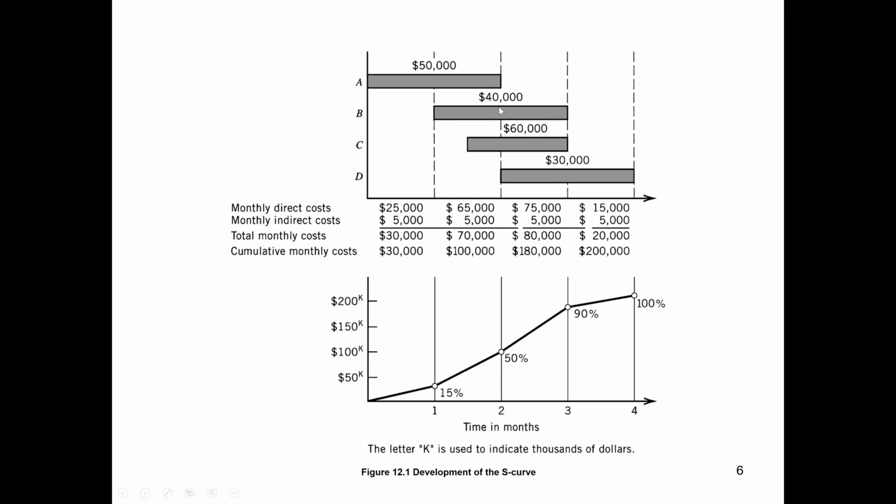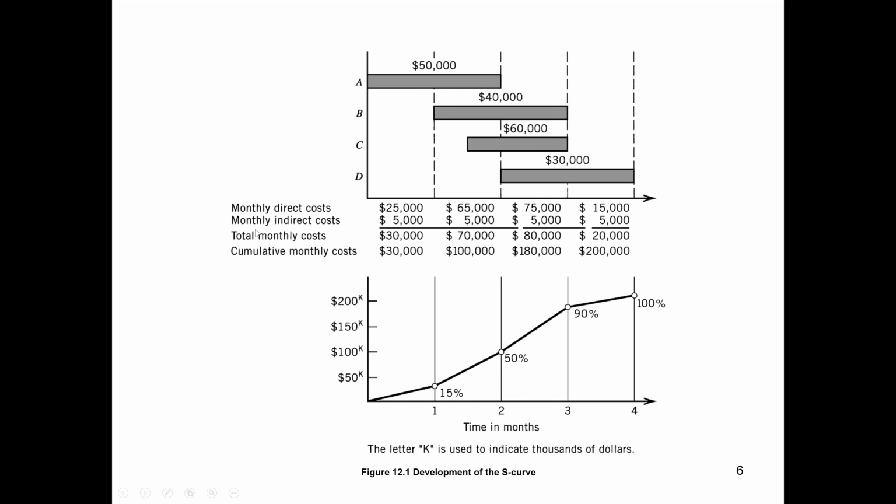Let's see how much the cost is for the third month. Half of 40,000 from activity B is 20,000, plus 40,000 from activity C, plus 15,000 from activity D, which is half of the cost of D for this month. When we add these three figures, 20,000, 40,000, and 15,000, we get 75,000. And for the fourth month, half of the cost of activity D, half of 30,000, is 15,000. So now we have calculated the monthly direct costs: 25,000 for the first month, 65,000 for the second, 75,000 for the third, and 15,000 for the fourth.